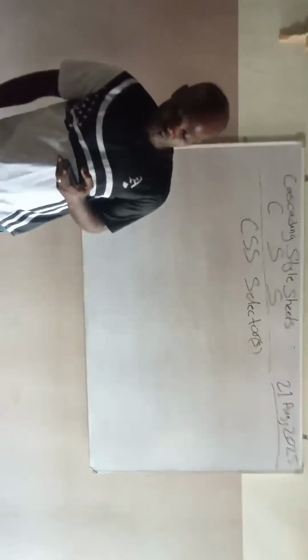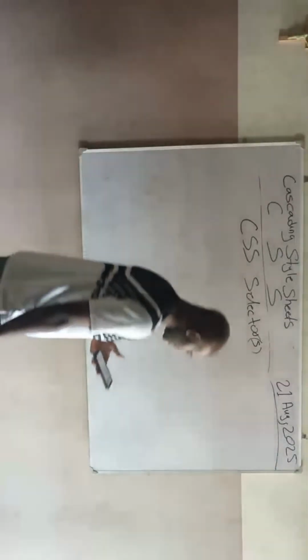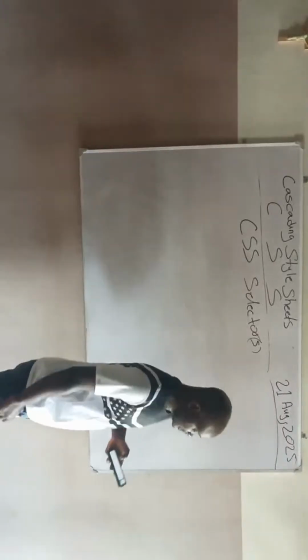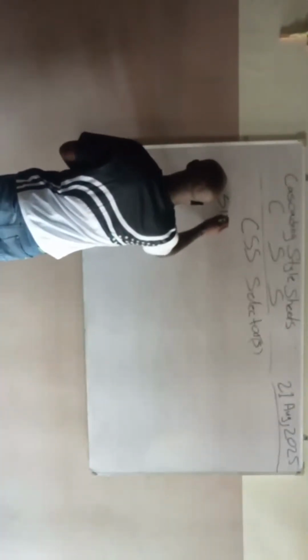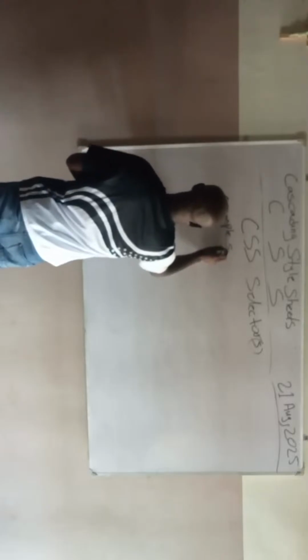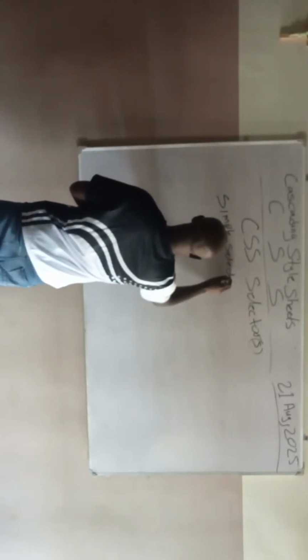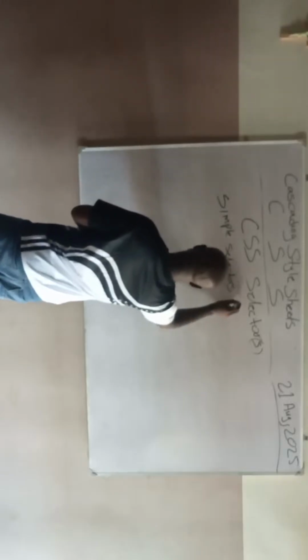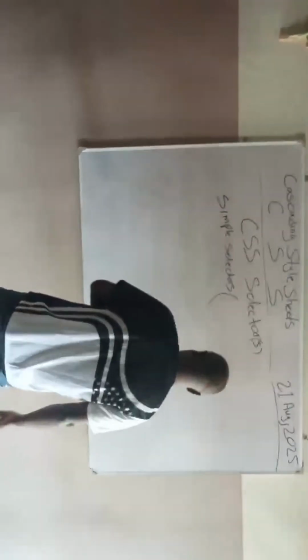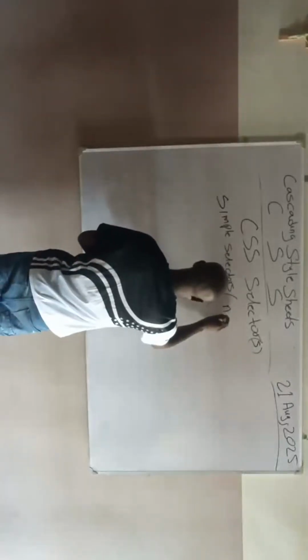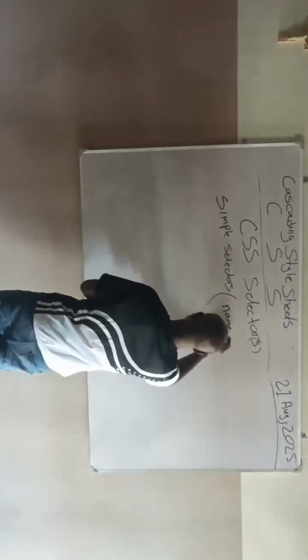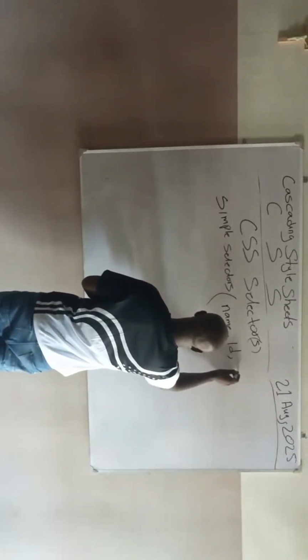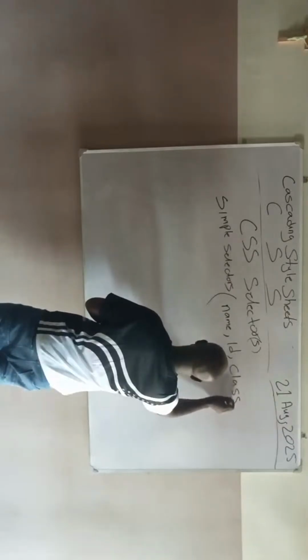Remember I said you can divide CSS selectors into 5 categories. And I said one is what? Simple selectors. Now these simple selectors select elements based on name, ID, and class.